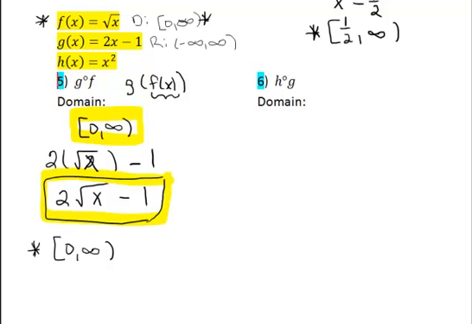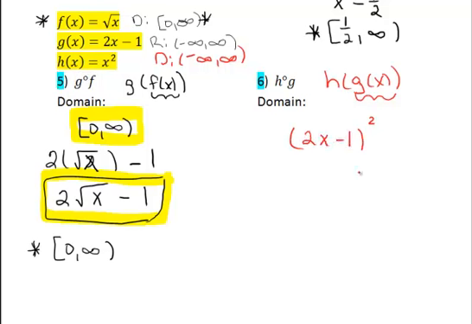How about this last one, h of g? This time we want to find the domain of g. The domain of g is going to be all real numbers. Okay, so now we're going to find the actual composition. We're going to put g inside h. So let's write down h, that's something squared. And in its place, we're going to put the 2x minus 1.